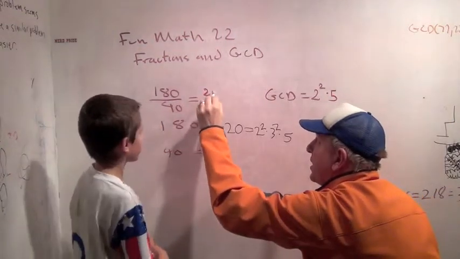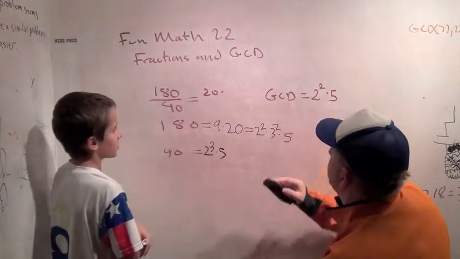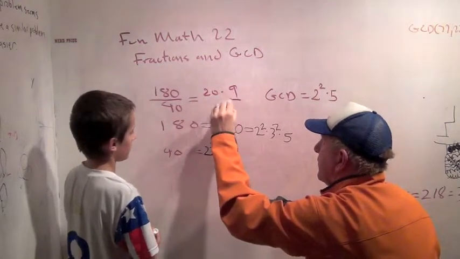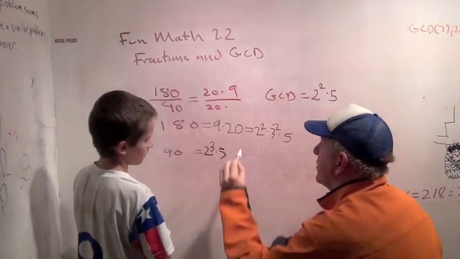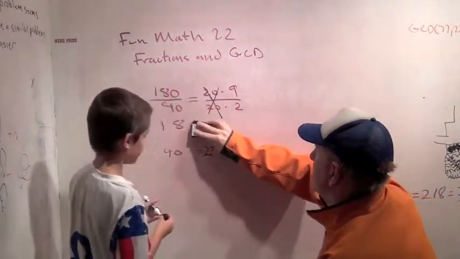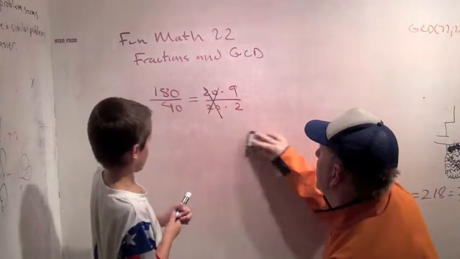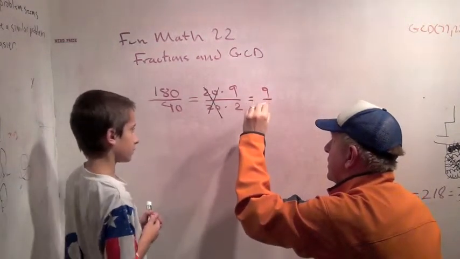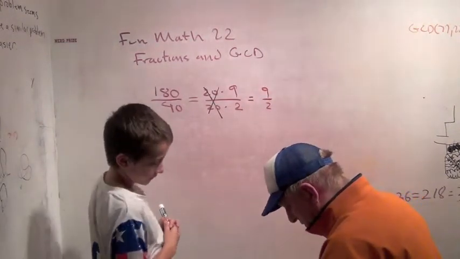So 180 is 20 times what? It's 20 times 9. And 40 is 20 times 2. And we cancel that 20. So 180 over 40 is the same as 9 halves. Interesting. And let's just do one more problem just for fun.